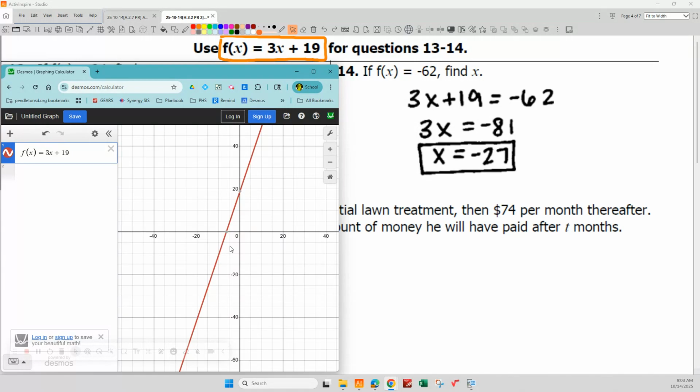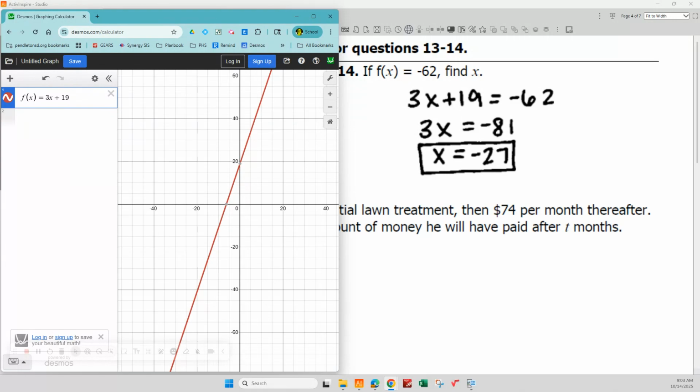Say it again. They tell us something about this ordered pair already. What coordinate are they giving us? The y coordinate, right? So I want to find the point that has a y coordinate of negative 62, right? Everybody buy that? Okay, so then the question is just, how do we do that?